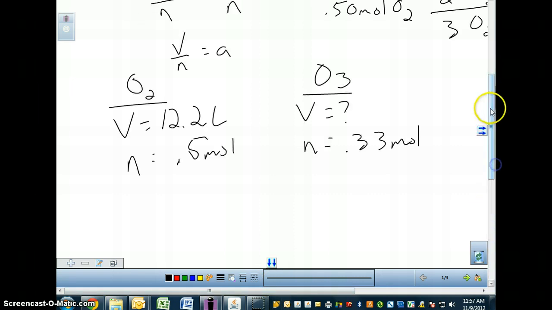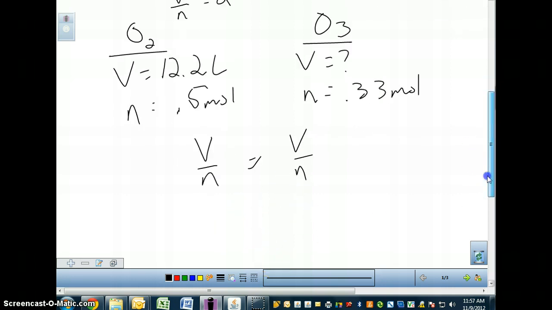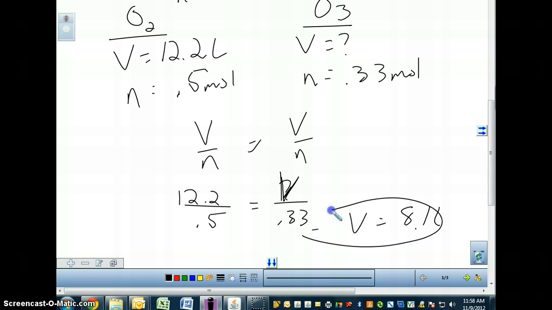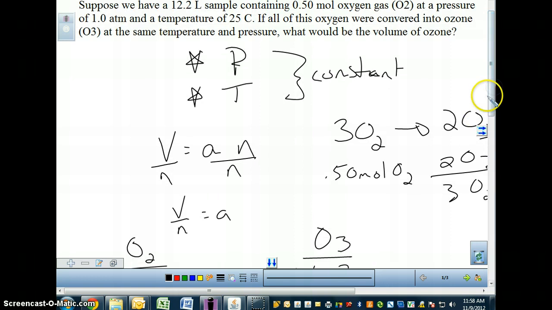As with before, all we need to do is set V over n equal to itself, plug in our values, 12.2 divided by 0.5 equals question mark over 0.33. Solve for that volume, that question mark volume, and you get a volume equal to 8.1 liters.